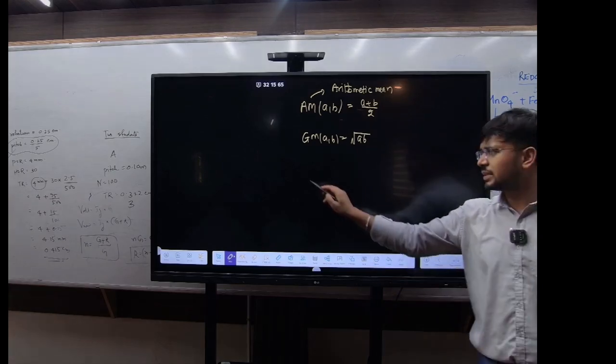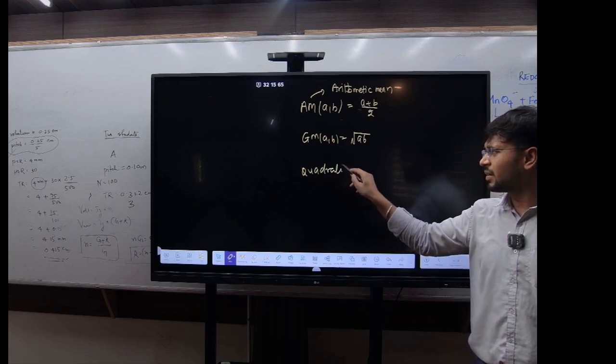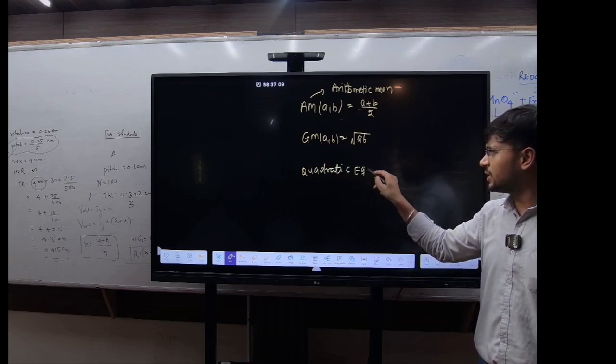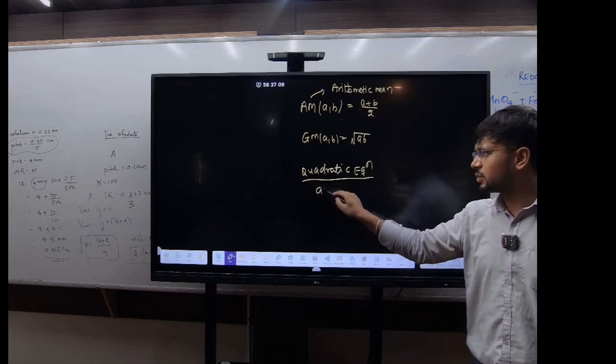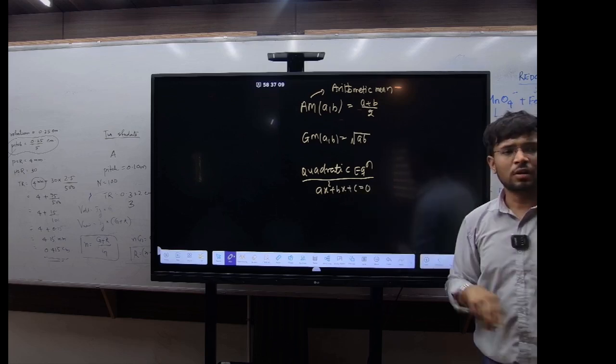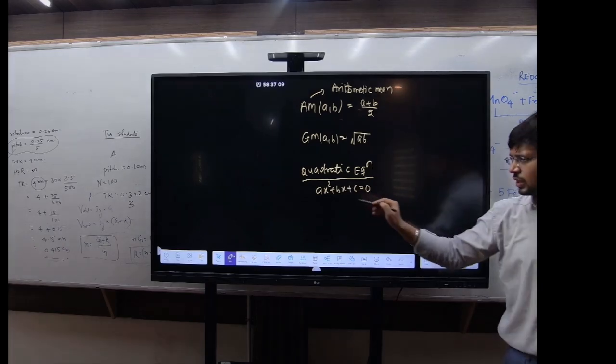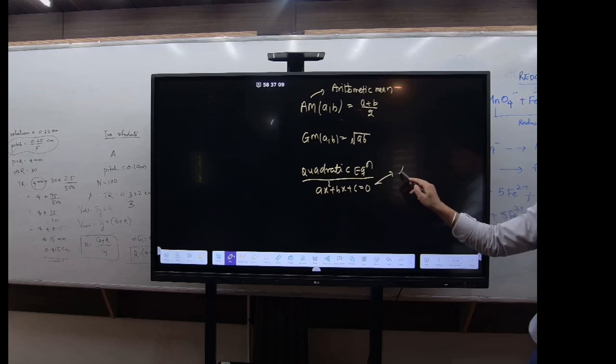There is one more thing. There is a quadratic equation. How to write a quadratic equation? ax square plus bx plus c equal to 0. How many roots will it have? A quadratic equation is of degree 2, so 2 roots. Let the roots be alpha and beta.